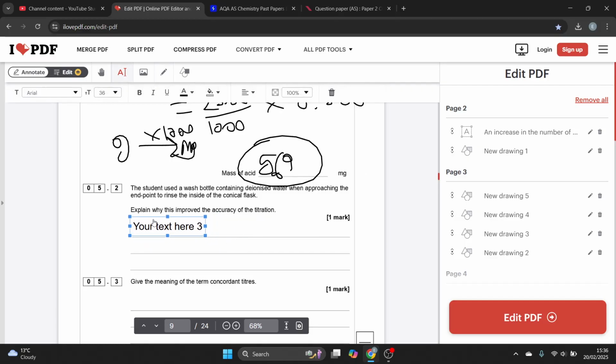The student uses the wash bottle containing this to rinse the inside of the tube. Explain why this improved accuracy. Ensures all the ethanedioic acid / reactants are in the mixture.